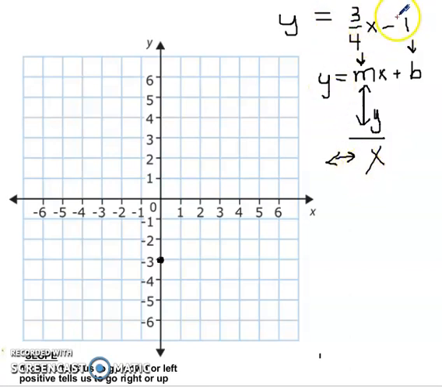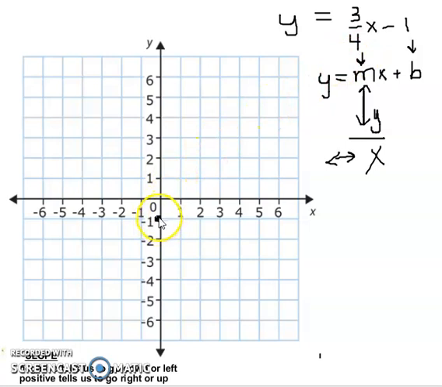So let's just look at this. We can draw this line. So first thing we have to do is look at the b part. The b part comes after the x. I put a point on the y-axis at -1. Then this part tells me my slope. So this is telling me a +3 means go up 3. A +4 means go right 4.